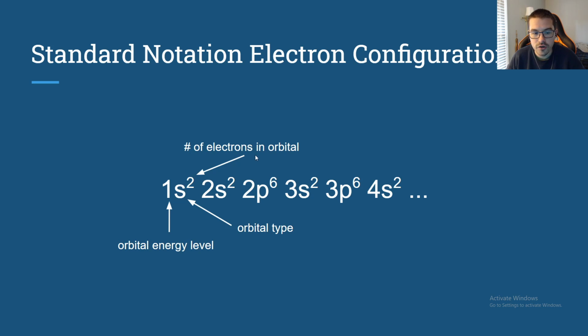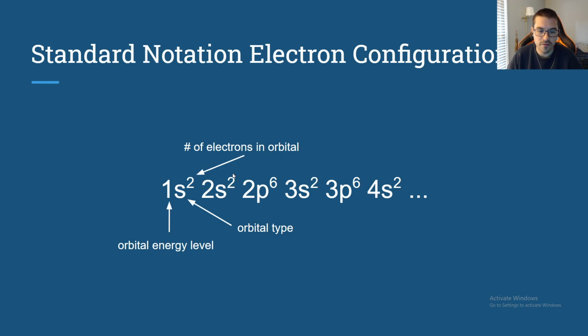That's the number of electrons that are in this orbital. So the 1s orbital would be written like this, right? This is the energy level for that orbital, and this is the type. The 1s orbital is a place where electrons can be. And what this says right here is that there are 2 electrons in the 1s orbital.